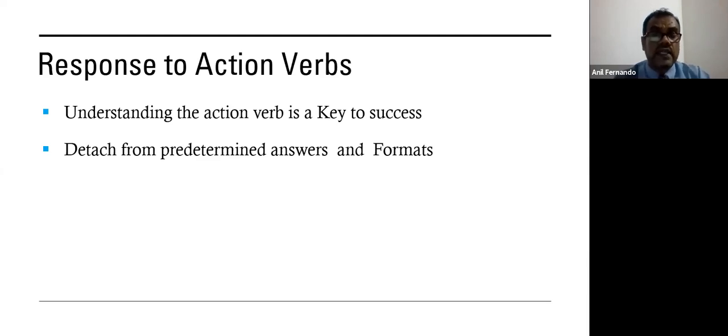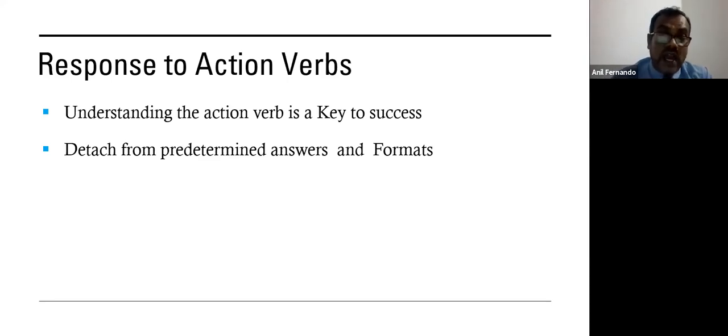One of the fallacies students face in answering question papers is that we are attached to predetermined answers and formats. Therefore, when we read action verbs, that signal automatically goes to your mind. Your mind works to a great extent in the form of fuzzy logic, and it recalls what you have stored in your brain. You have predetermined answers and predetermined formats in your brain. So your attention will go to those things and not to the action verb. That is really, really dangerous.